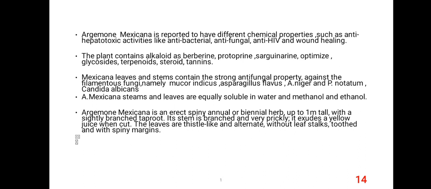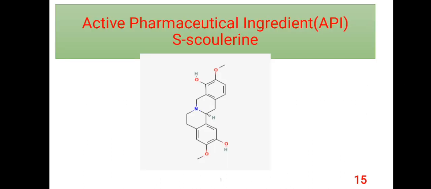Argemone mexicana is an erect spiny annual and biennial herb up to 1 meter tall with a slightly branched taproot. Its stem is branched and very prickly. It exudes a yellow juice when cut. The leaves are thistle-like and alternate, without leaf stalks, and toothed.